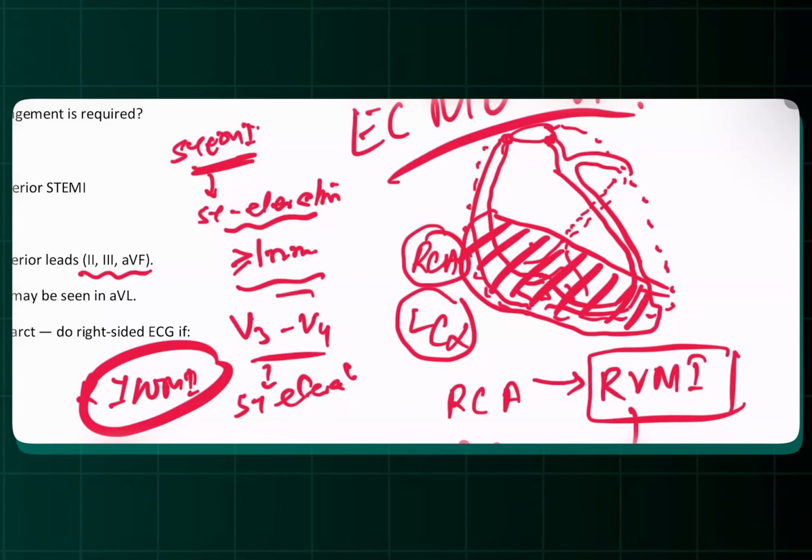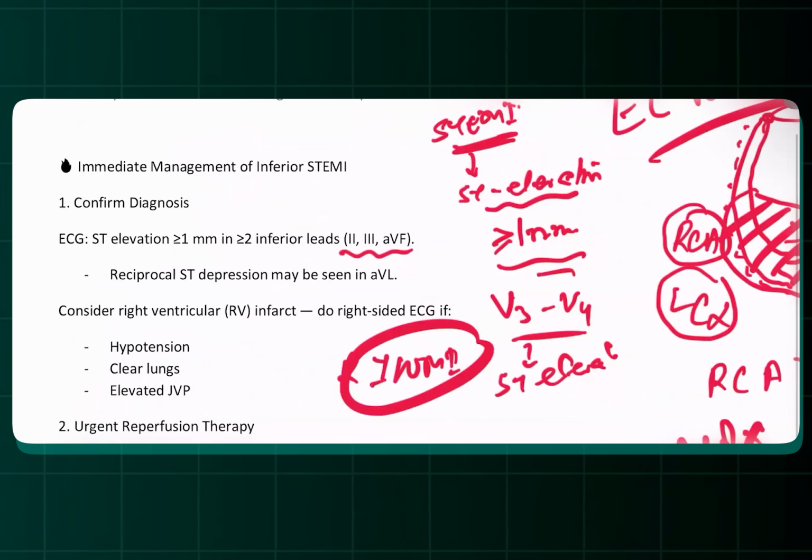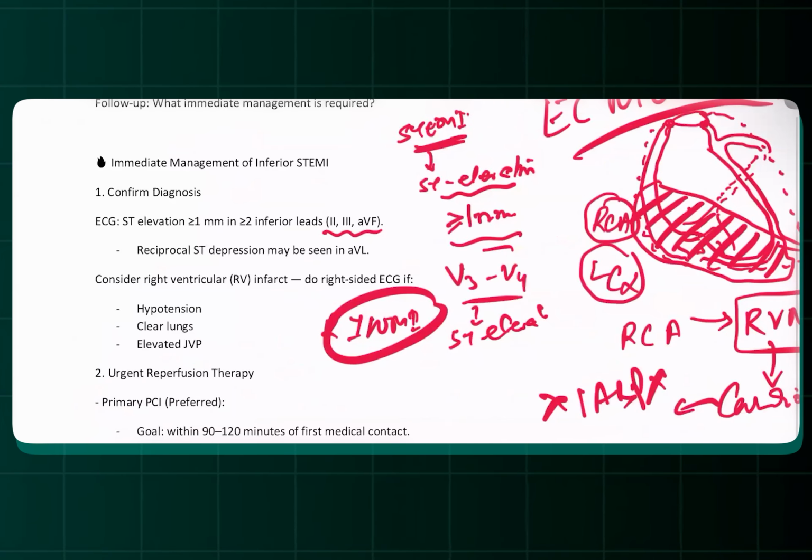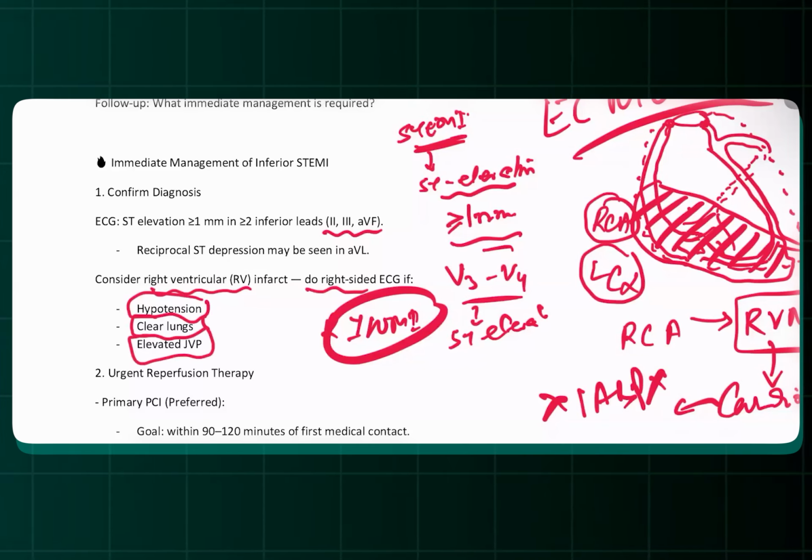Okay? Yes? So, when do you consider an RV infarct? Do a right-sided ECG. If there is persistent hypotension, the lungs are clear, and the JVP is raised, when this is apparent, then you are dealing with an RVMI. So you need to do V7, V8, V9. Is that clear?